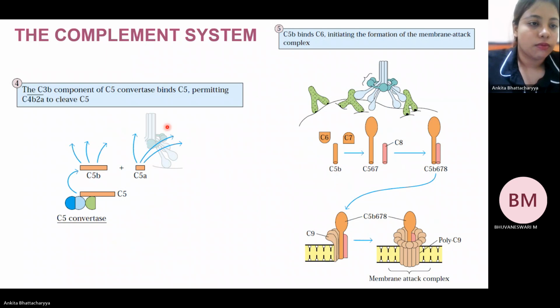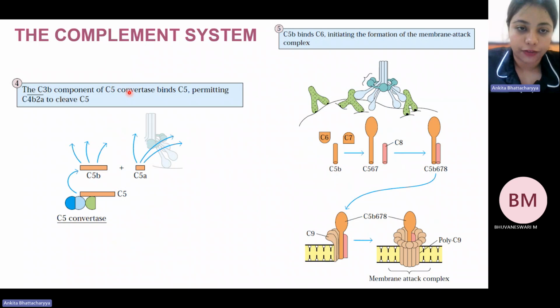So here the C3b component of the C5 convertase is able to bind C5 and therefore allows it to be cleaved. C5 here is being represented as a stick structure. The reason for that you'll understand in the next step, because it helps in the formation of the MAC. So C5 convertase is acting upon C5, generating C5a and C5b. C5b is the larger fragment, C5a the smaller one. What is relevant to us is again C5b. C5b binds to C6, initiating the formation of the membrane attack complex.